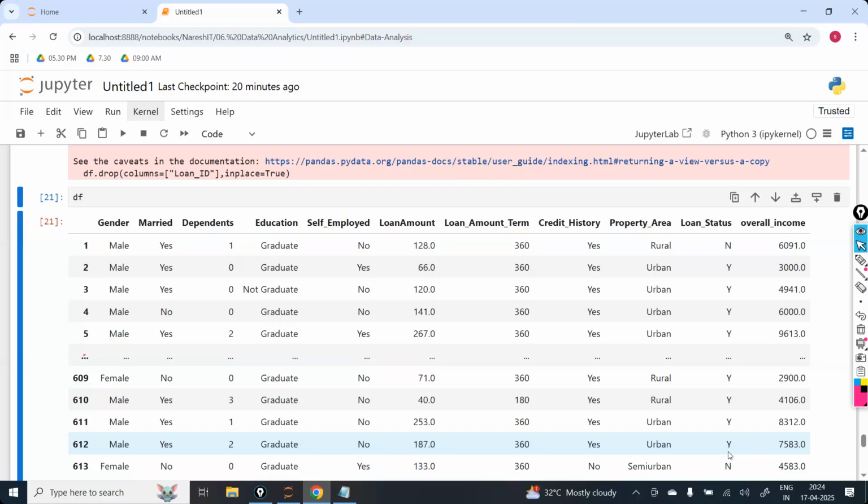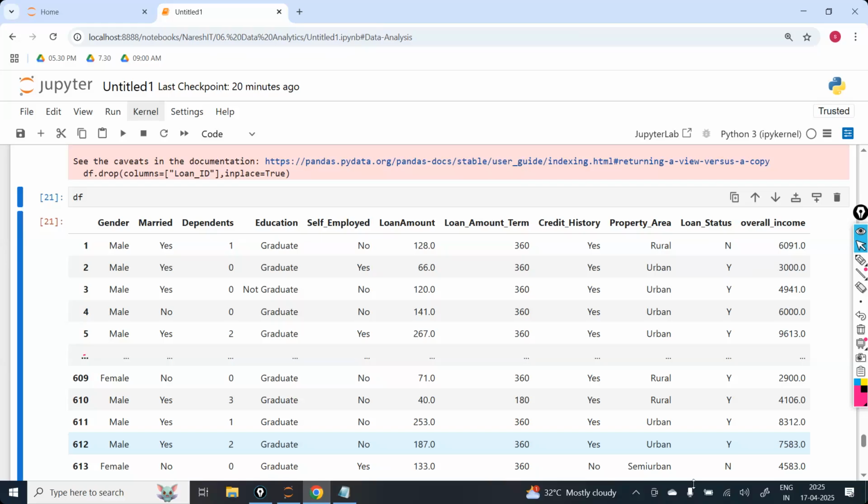One continuous, one discrete. What do we have to apply? Group by. Two discrete. What do we have to apply? Cross tab. Clear, guys?